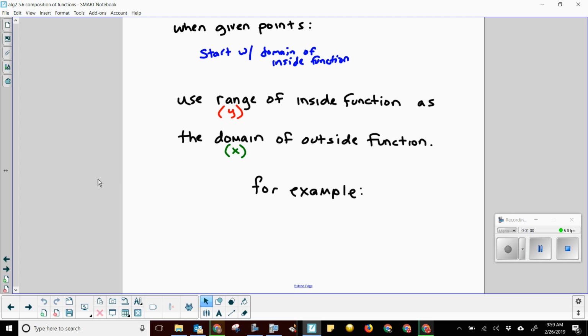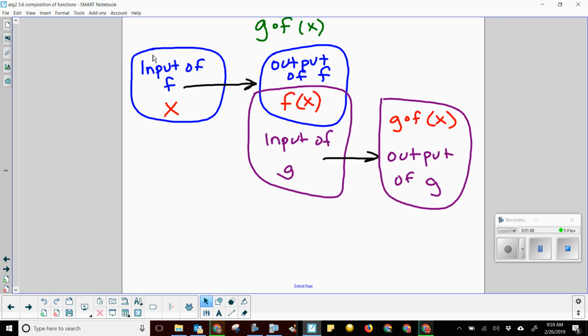Go ahead and write this down. It's a little weird. Basically, when we plug into one, it'll give us an answer. We'll take that answer and plug it into another one. So it kind of looks like this, where we plug into f, it gives us f of x. F of x now becomes the input of g, and the output of g will be g of f of x. So we took f of x, plugged it into g, and got g of f.